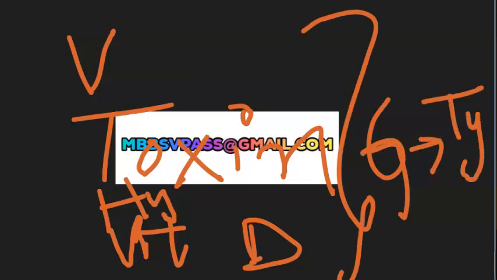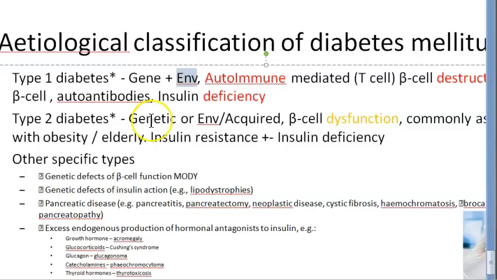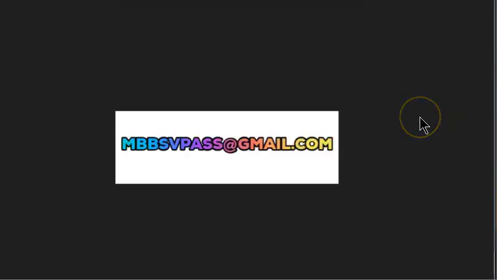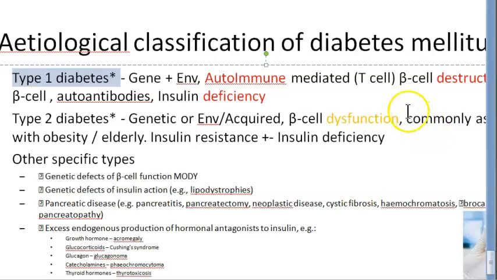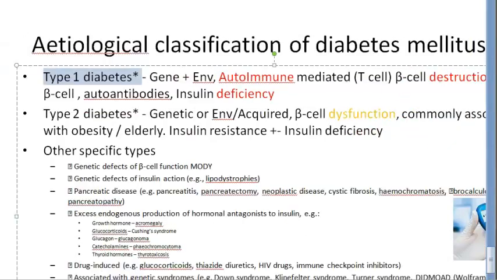Okay. So you got it, people. So where are we here? Type 1 is what? Now type 1 you will say, very easy. Type 1 is genetically predisposed with some environmental trigger like these 4. This will lead to some autoimmune condition in these people, where T cells will go and attack the beta cells of the pancreas. That will cause beta cell destruction.